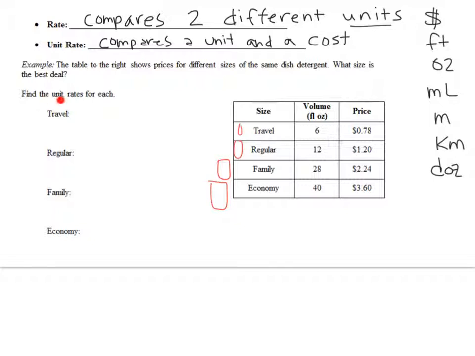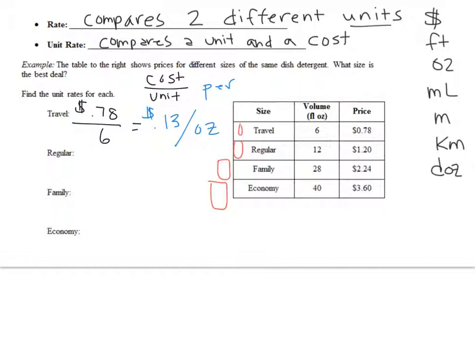So to find the unit rate, you always calculate the cost on the top and the unit on the bottom. The cost is always in terms of money, and the unit can be in ounces, pounds, grams, milligrams. So if I do the travel size, the cost is 78 cents, so I put that on the top, divided by 6. With my calculator, I do 0.78 divided by 6, and I get 0.13. Now, when you write a unit rate, you always need to have units. So it's 13 cents per ounce. You can write out the word per, but I use this symbol. So a travel size costs 13 cents per ounce.